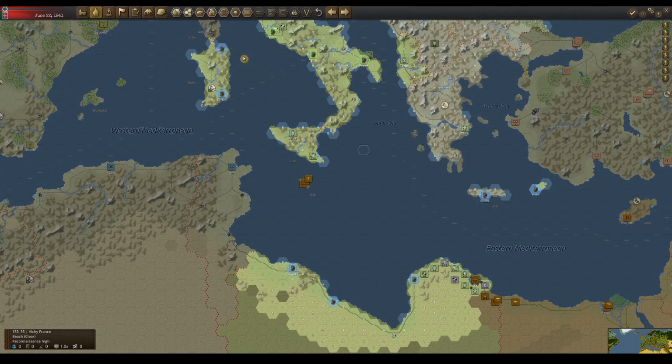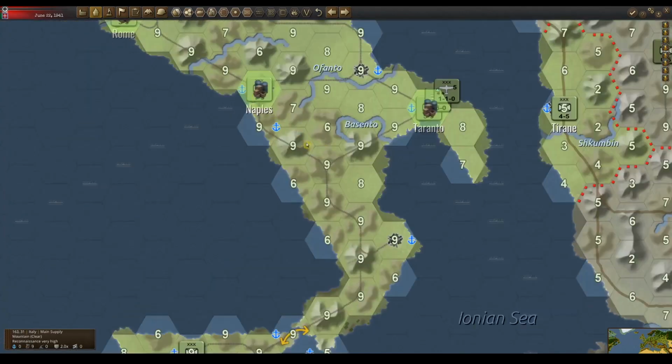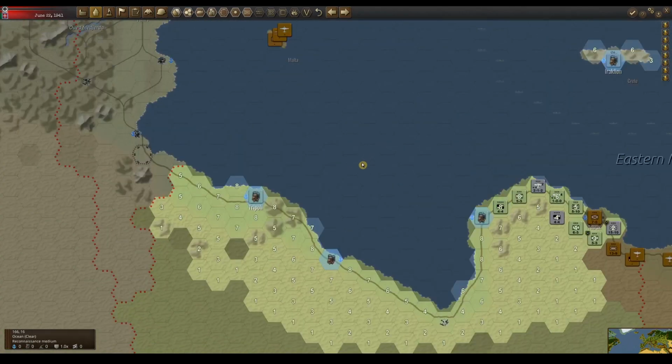Supply sources come in two forms: main supply sources and port supply sources. Supply stockpile is the amount of supply a source generates.